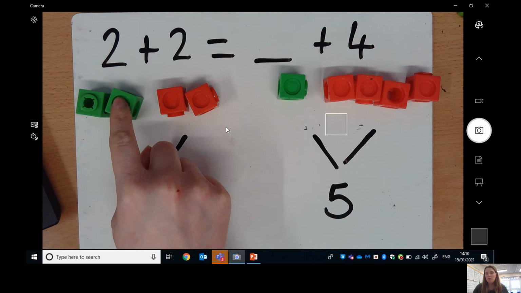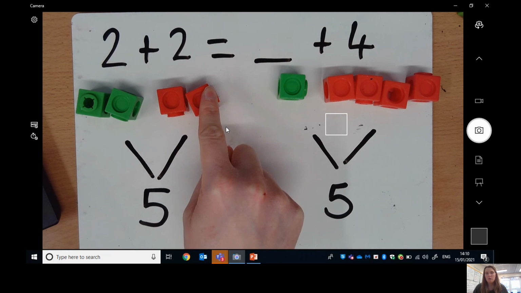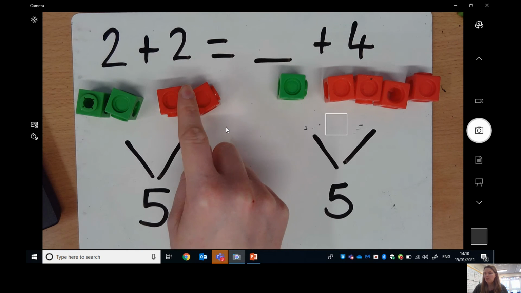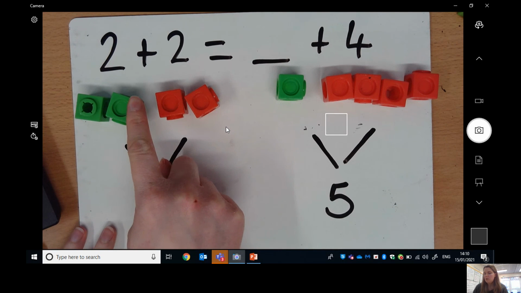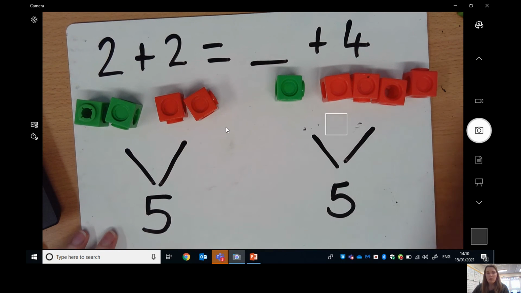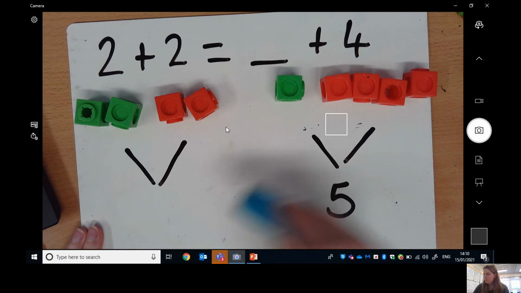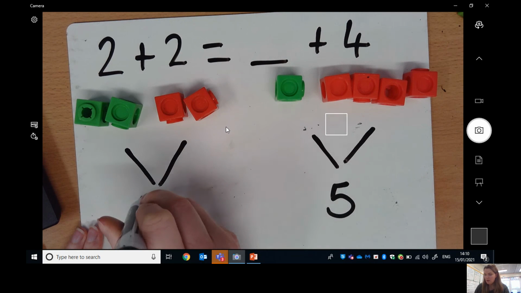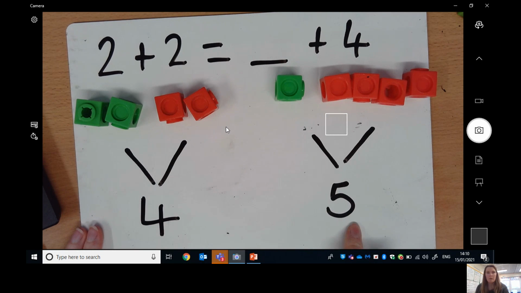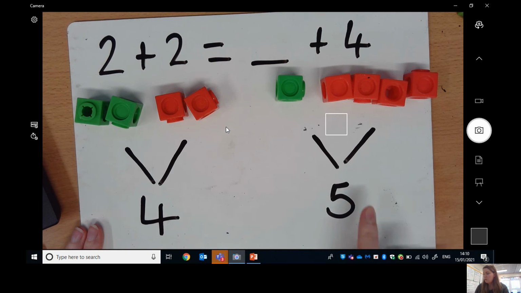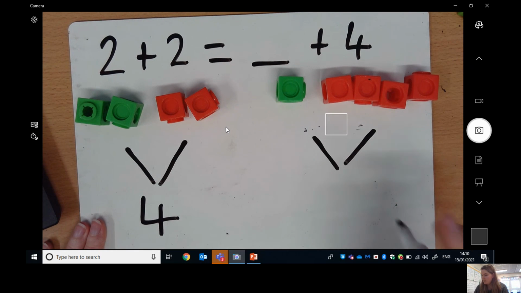Because you added 2 to 2, and what number did you get? 4? Oh, I better check my counting. 1, 2, 3, 4. You're quite right. Oh my goodness. Oh, I don't want to make that mistake, because now I've got this side wrong. What should I be making this side? Exactly the same. You're right.